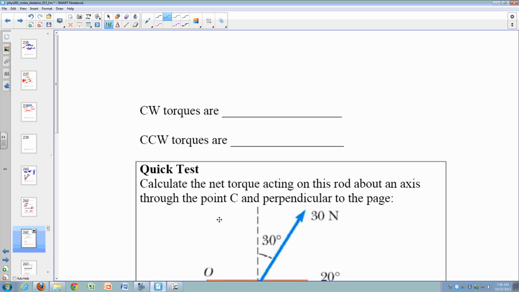Just as we had last time, clockwise torques are what? Are those positive or negative? Those are negative, right? This is our notation that we take. And then counterclockwise torques are what? Positive or negative? Positive. They're positive. Right. So we'll take those as our positive and negative.